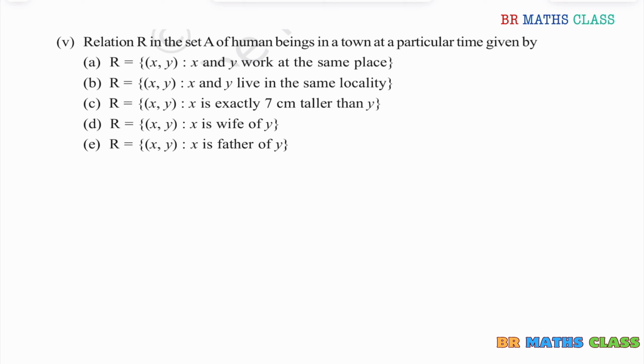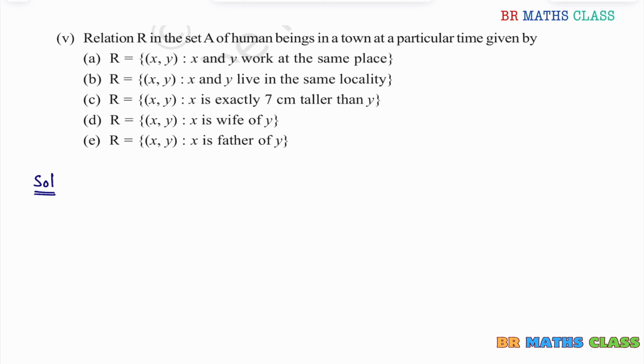If you observe the question, what they have given: R is a relation on set A. And what is set A? Set A is human beings in a town at a particular time. And relations are there, 5 relations are there. We need to check whether these relations are reflexive, symmetric, transitive. Those things we need to check.